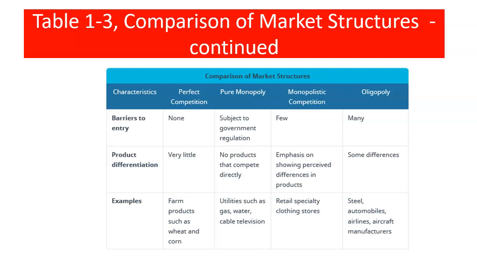Then we get into oligopolies. That, again, we're talking about cars. We're talking about major big manufacturers. Again, it's tough to get in. There is product differentiation, but there are high barriers to entry.